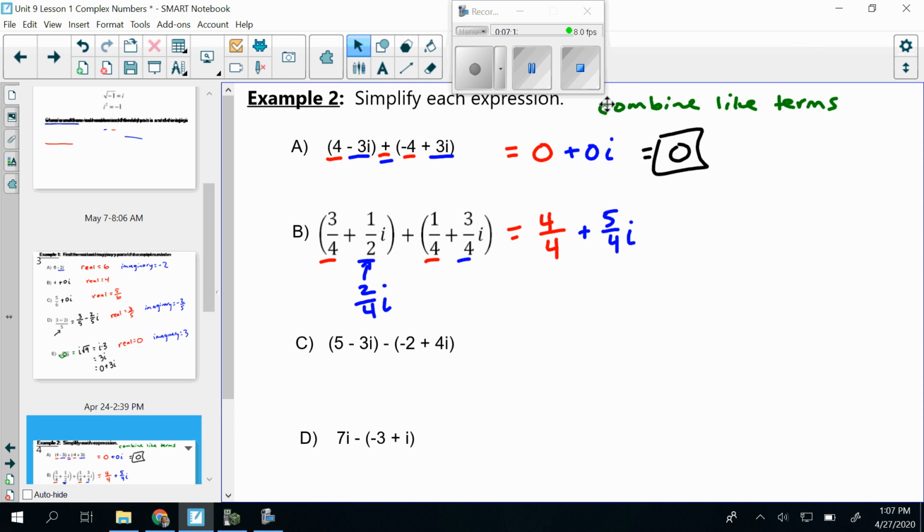And for the final answer then, that first part we can simplify. 4/4 is the same as 1. So this is how you'd see the answer written.